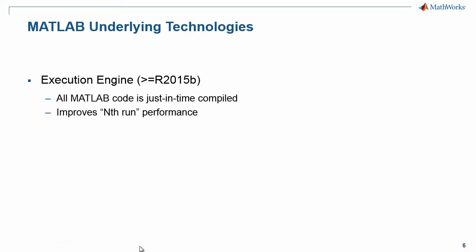So what's going on under the hood here? Starting in MATLAB R2015b, there's a new execution engine for the MATLAB language. When you run it, all MATLAB code is just-in-time compiled. And we say that this improves the nth run performance. So the first time you run something, you might notice it being a little bit slower than the subsequent times. That's because the first time through, it's doing this just-in-time compilation, and on the second pass, it can use those compiled instructions from the first run.